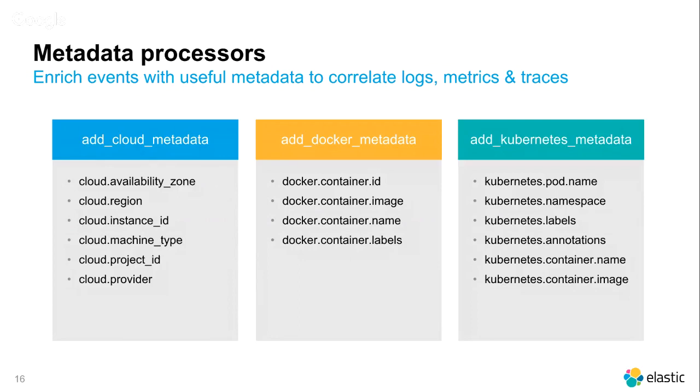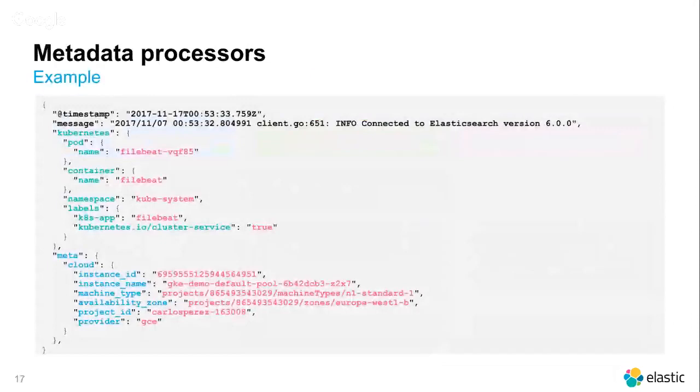At the moment, we have 3 different processors that help you add metadata. The first one adds information about the cloud you are running in. The second one adds information about Docker. And the third one adds information about Kubernetes. This is an example of how a Filebeat event, so this is a log, looks like when you are using these processors. You could be using maybe only one or all 3 of them. It depends on your use case, but all the metadata will be added to the documents coming from Beats.